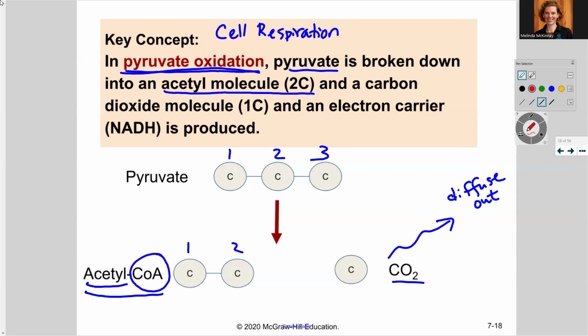During this process, we make the byproduct of carbon dioxide, which I mentioned, and an electron carrier, right? So we're making NADH. Again, we're taking electrons and we're going to put them on a molecule called NADH, which is going to take those high energy electrons and bring them to the next step.